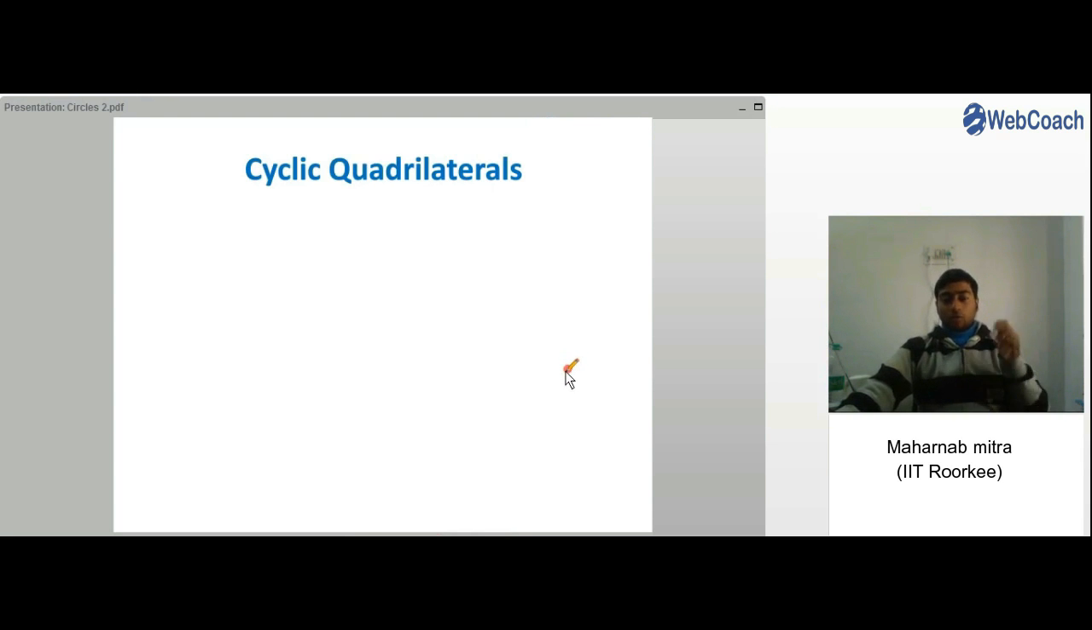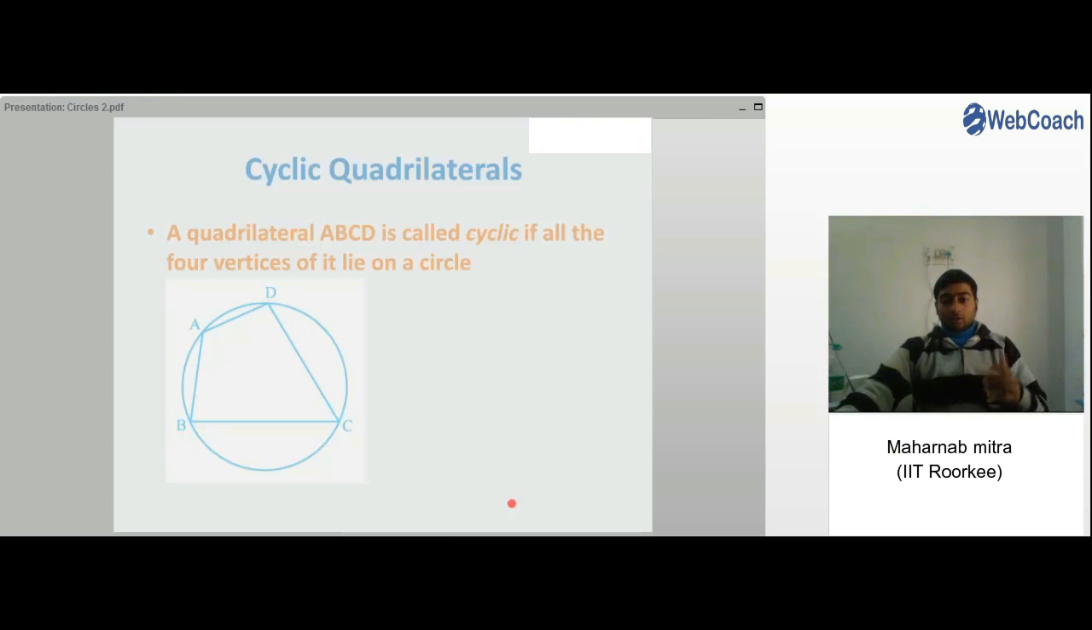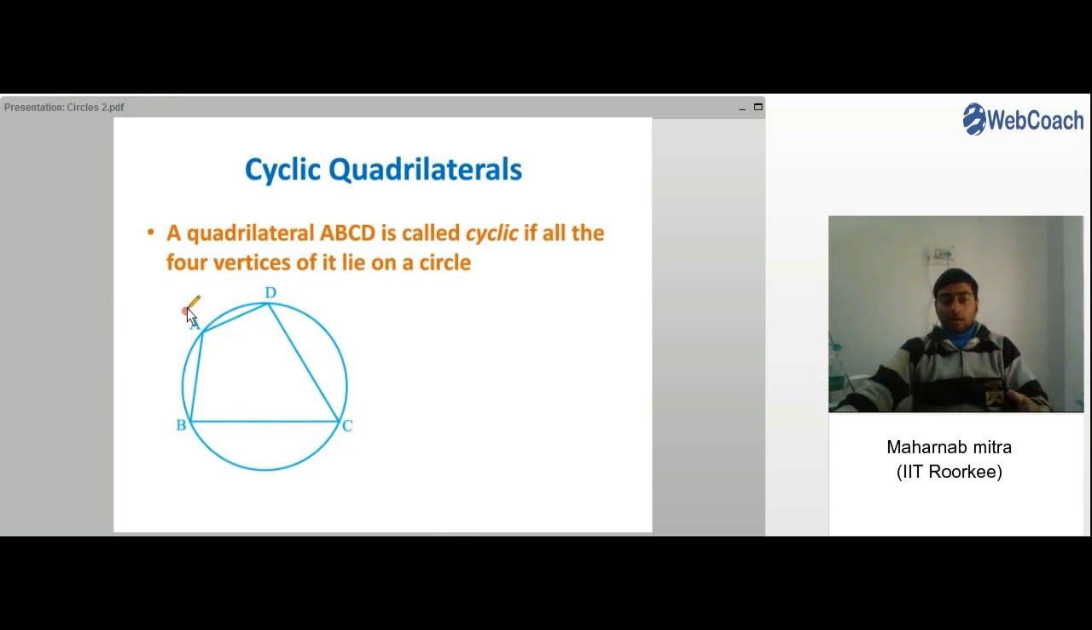So let us look at our last topic, which is the cyclic quadrilaterals. So what are they? A quadrilateral ABCD is called cyclic if all the four vertices of it lie on a circle. You can see we have a quadrilateral ABCD and all the four vertices are lying on a circle. Such kind of quadrilaterals are called cyclic quadrilaterals because their vertices are lying on a circle.